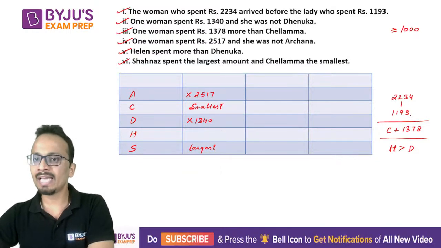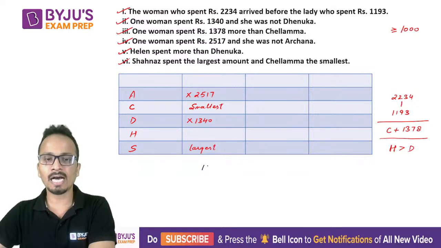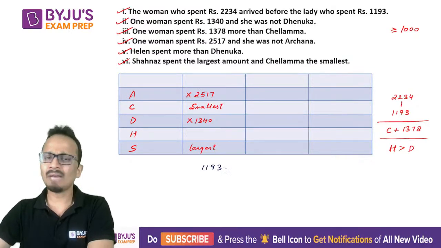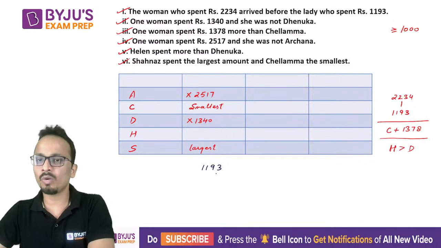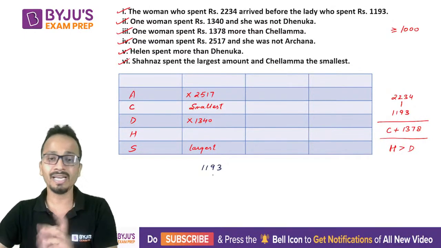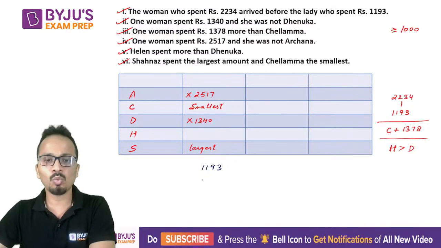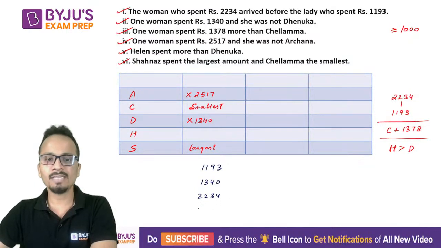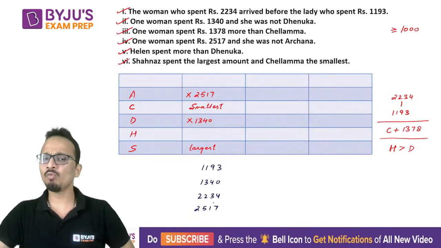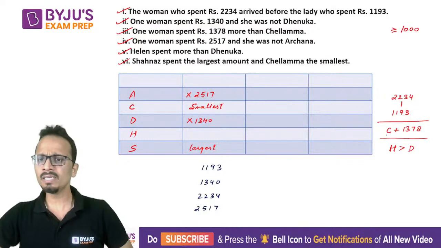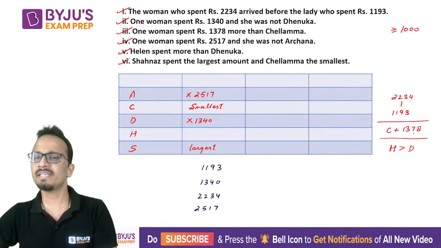So 1193 is one of the amounts that I have. Okay, I am writing them in increasing order. So 1193 is one of the amounts the lady has spent. Now after that 1340, then 2234, and then 2517. So these are the 4 amounts that certainly we have, and one of the amounts is C plus 1378.